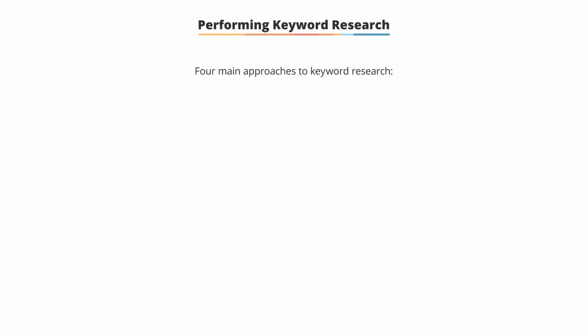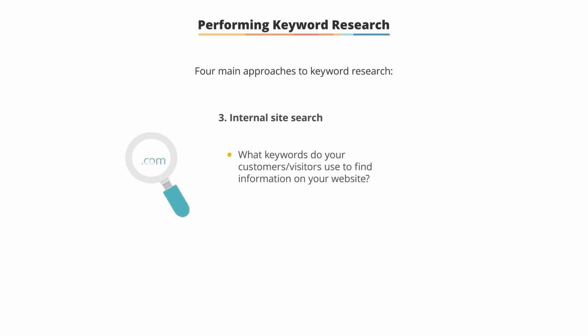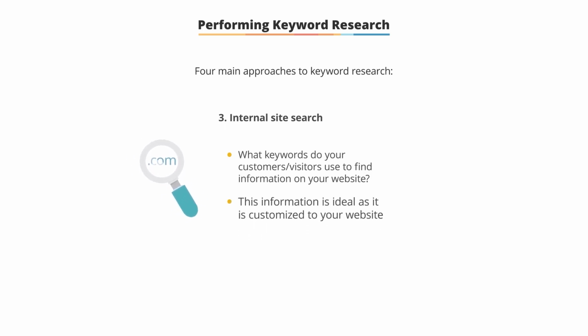optimize for. The next one is a little less common, but certainly very valuable if you have it, and that's internal search. Most websites, at least in theory, should have internal search set up already. The idea here is you're looking at what your actual visitor is typing into your own search box on your own website, and then you see what keyword phrases they're looking for, and that can help you understand what people need. This is ideal because it's as customized and as personalized to your website as it can be.